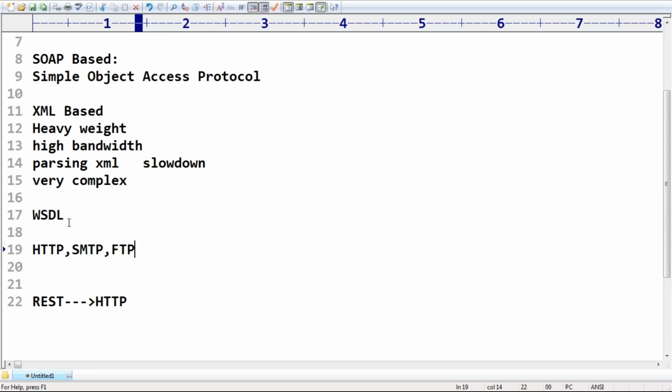WSDL means Web Service Description Language. Okay, Web Service Description Language. The name itself indicates, right? To describe our web services, to expose our web services to the partner application, some special language is required. That special language itself is WSDL.